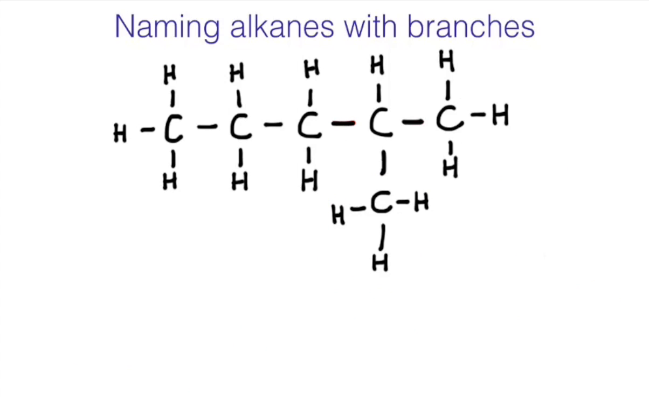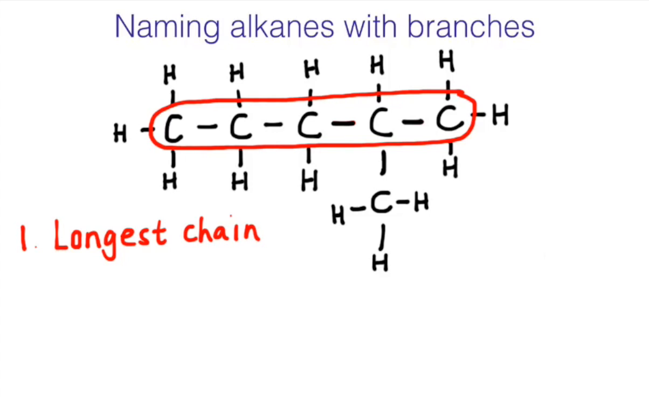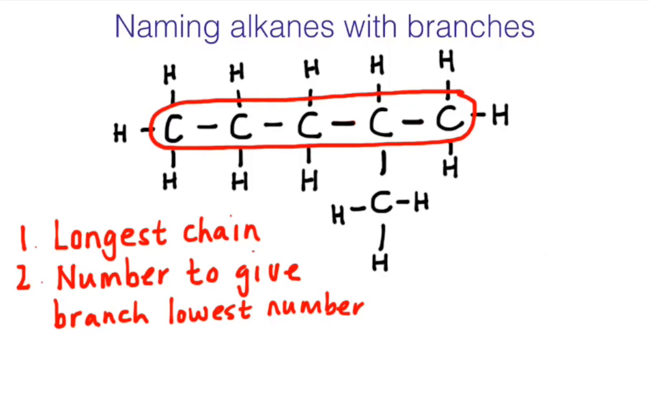Alright, let's go back to naming this. The first thing we have to do is identify the longest chain. And so you simply start at one end of the molecule and you identify where the longest chain is. And this particular one has got 5 carbons. Secondly, we number the chain in such a way as to give the carbon on which the branch sits the lowest number. So if we start numbering from left to right, then we'd see that the branch sits on carbon number 4.